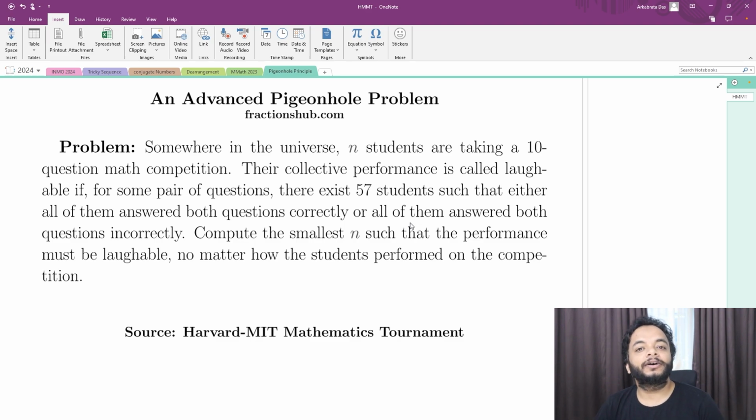Anyone will do. You might also ask a trivial question: if someone leaves a question blank, that will also be marked as incorrect. Either you are getting marks or you are not getting marks, so only two scenarios are possible. Getting marks is correct, not getting marks is incorrect. Now let's start the problem.